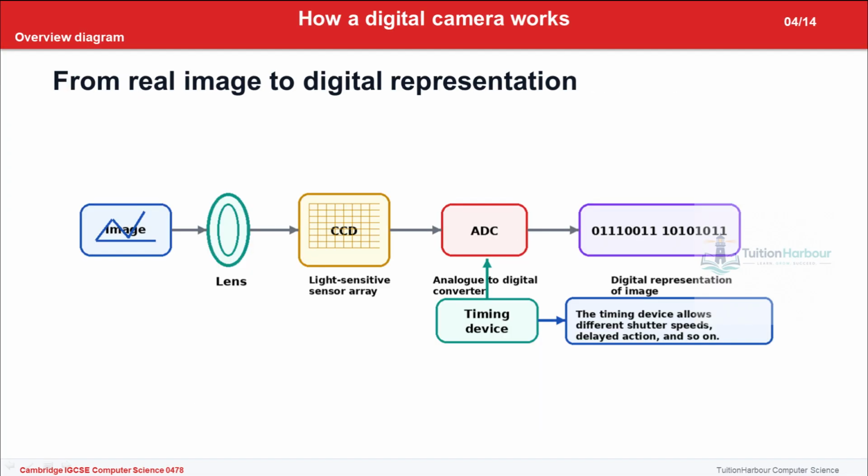How a digital camera works. Light from the image passes through the lens and reaches the CCD sensor. The CCD converts the light into electrical charges. The ADC then converts these analog charges into binary data, creating a digital representation of the image.